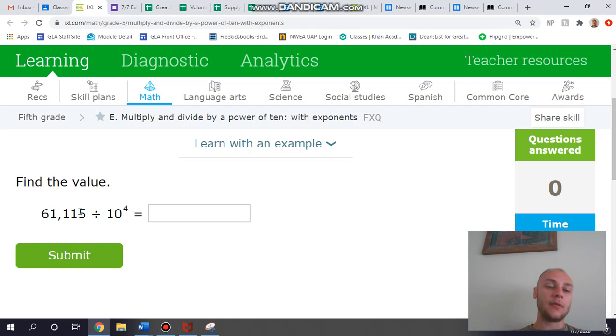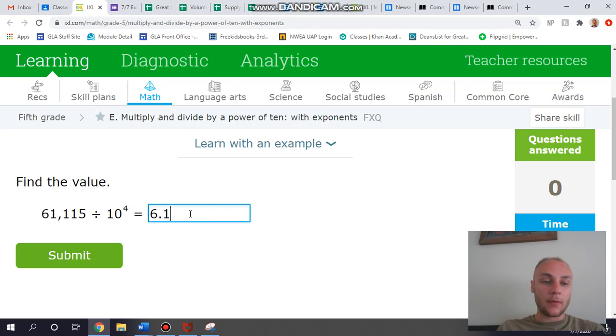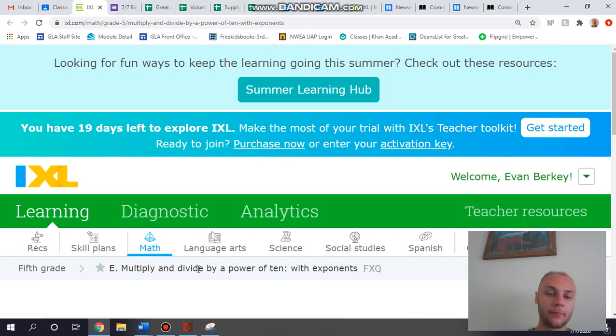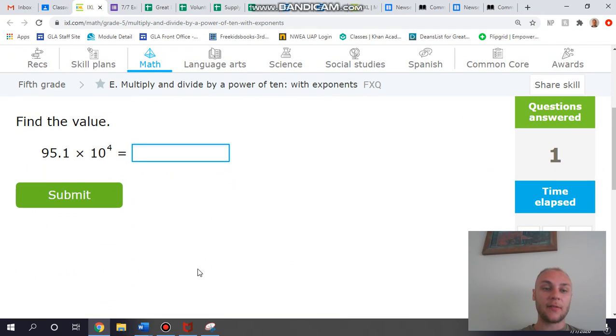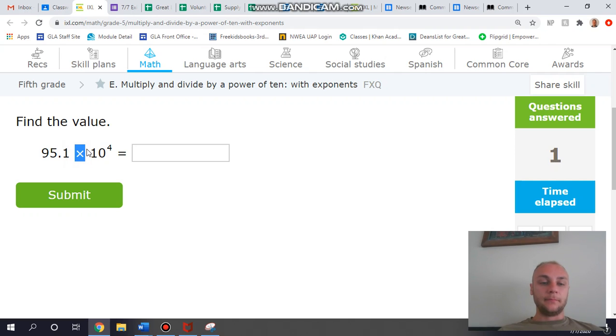Now let's go ahead and do that. If our decimal point moves 4 places over, it's going to go 1, 2, 3, 4. So my decimal point is going to go right after my 6. It will look like this, 6.1115. That's my answer. Let's see if it was correct. Great.